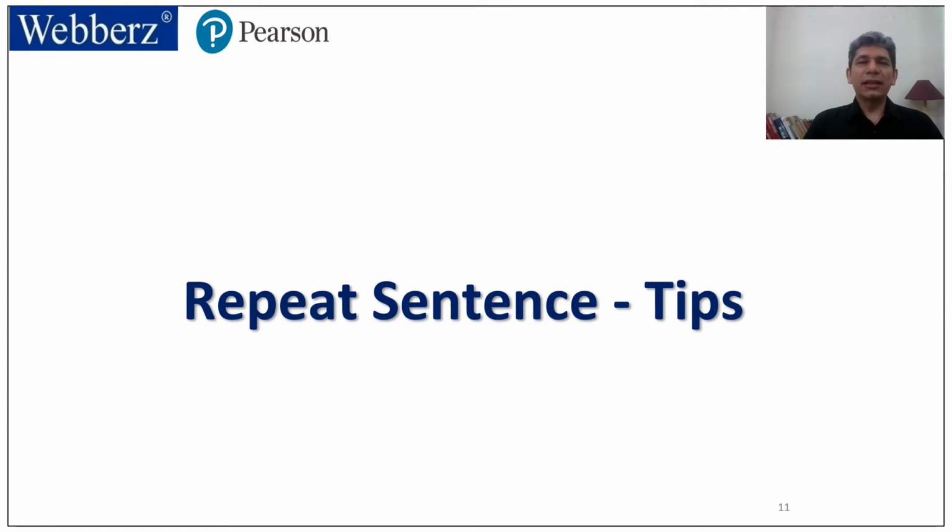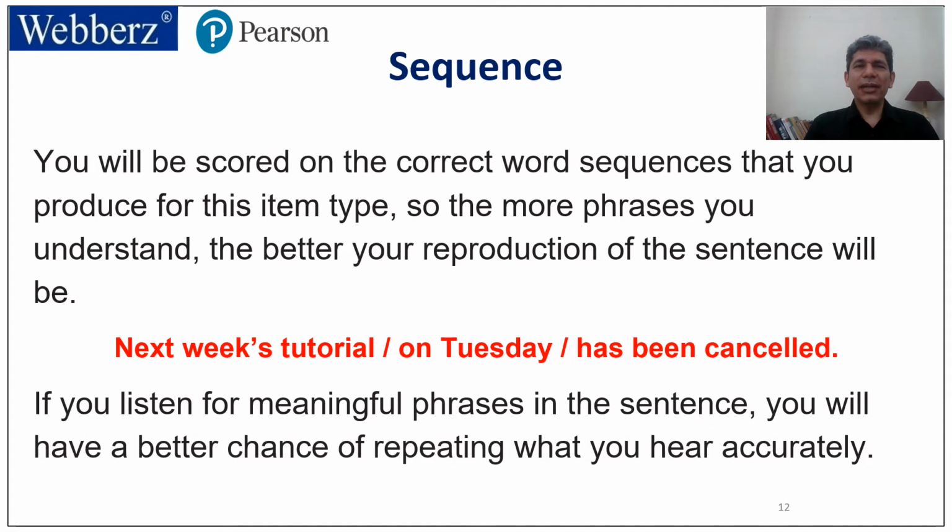Let's see the tips for repeat a sentence. The first tip is sequence. You are scored on the correct word sequences that you produce for this item type. So it is very important to remember the sequence of phrases. Let us take up an example. Next week's tutorial on Tuesday has been cancelled.